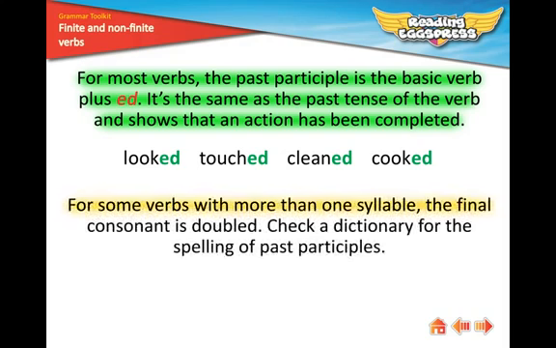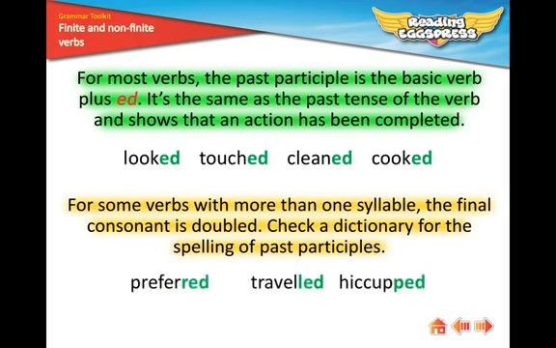For some verbs with more than one syllable, the final consonant is doubled. Check a dictionary for the spelling of past participles. Here are some examples. Preferred. R is doubled and we add ed. Same with travelled. The L, the last syllable, is doubled. So we have double L, ed, and for hiccuped, double P, ed.